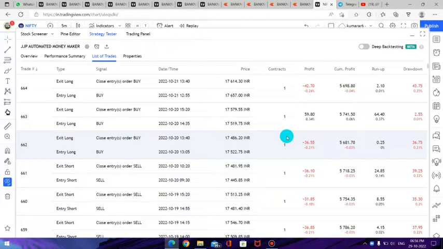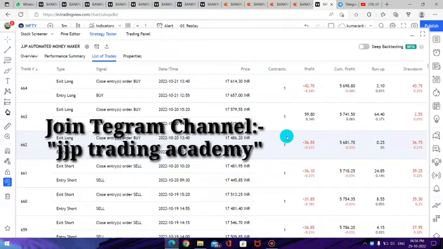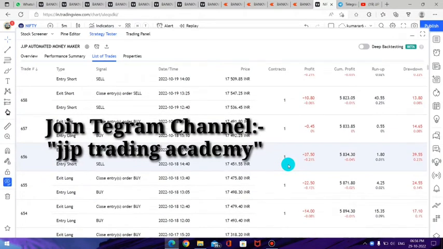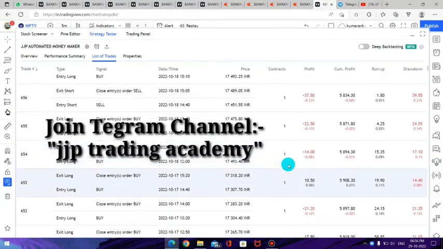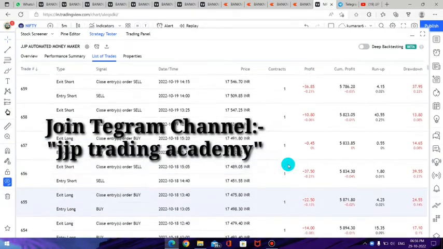If you want to go into more detail about our strategy, first of all join our Telegram channel right now and download the list of trades. Once you download the list of trades, you can see in the back test how many trades have been continuously hunted. Almost 234 points have been hunted for Nifty.